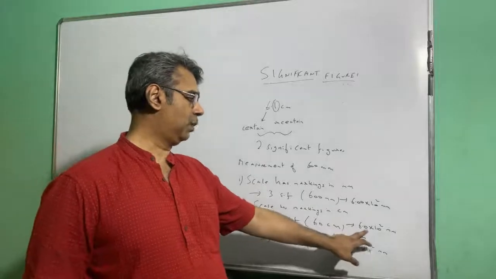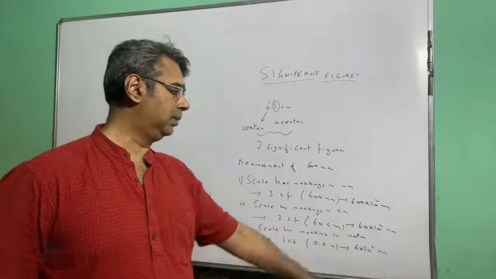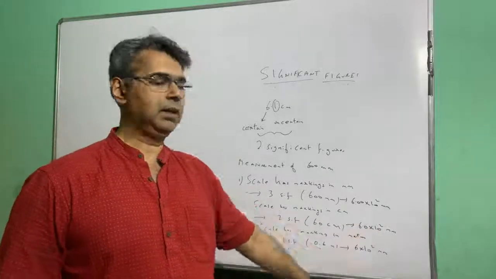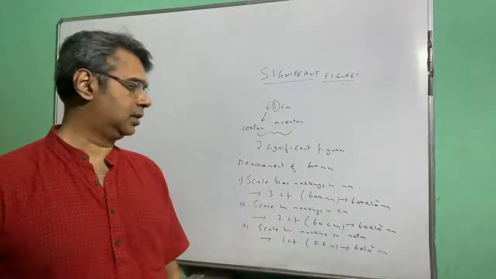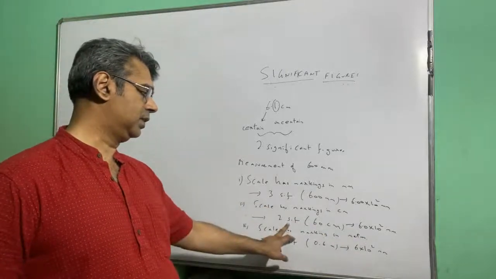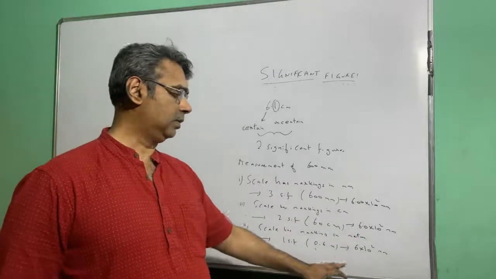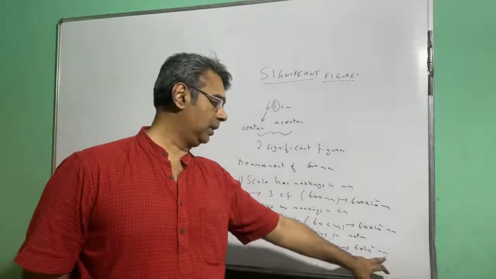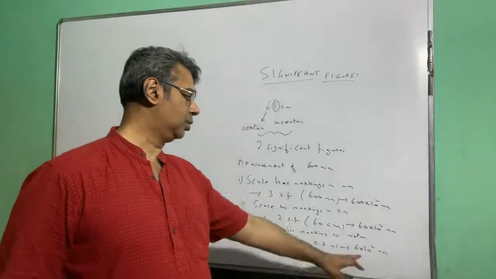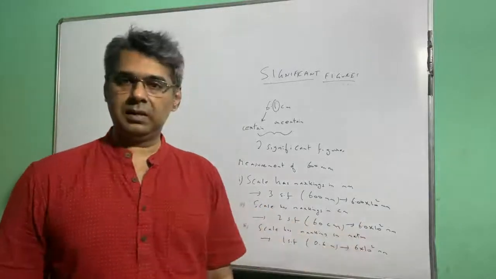If you write 6.0 into 10 to the power 2 millimeter, that is also 600 millimeter. So 6 is certain and the 0 after the decimal is uncertain. So in total there are two significant figures, which is the truth. And if you have 6 into 10 to the power 2 millimeter, then there's only one digit and that is certain, and all these three are 600 millimeter.